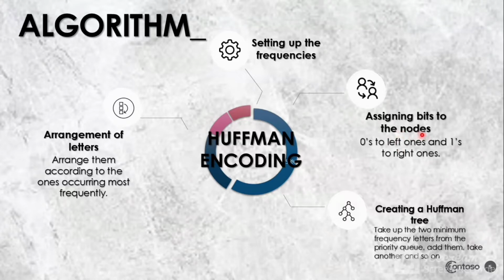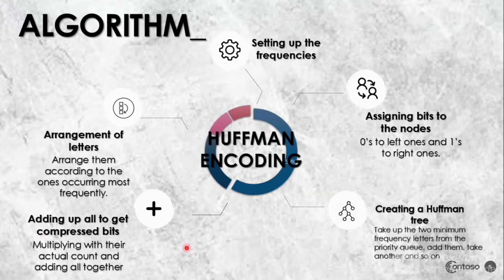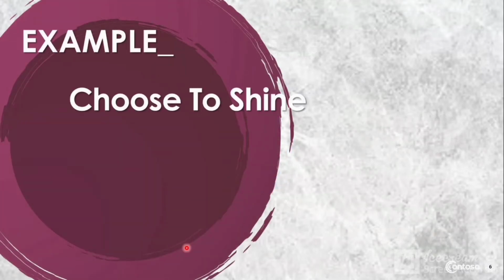In the fourth step, we will assign the bits to the nodes. Now it's up to us what strategy we are going to use. Here, I'm giving zeros to the left ones and ones to the right ones. In the very last step, we will multiply the calculated bits with their actual count, and then add them all together so that we can get the compressed bits. That is how we can use Huffman encoding to compress any kind of sentences, any kind of data. Here we'll take an example.